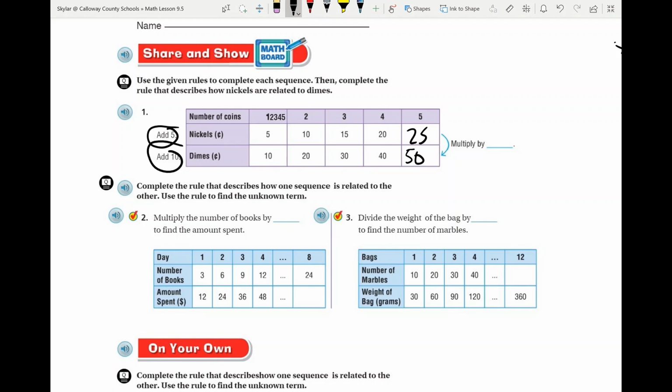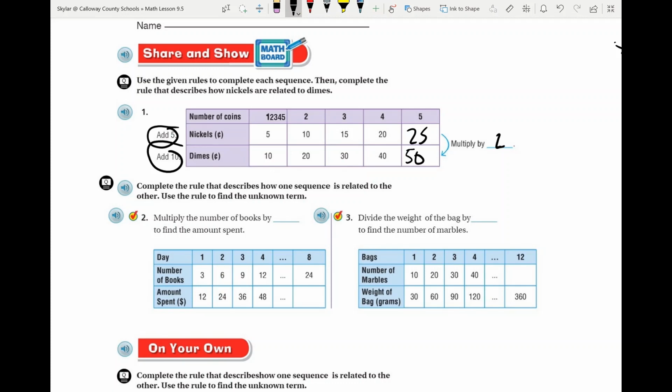So now we just need to figure out what you are doing to your nickels to get dimes. To get from 25 to 50, what do you have to do? And that's right, just like Blue's Clues, you probably blurted out the answer, and that is multiply by 2.